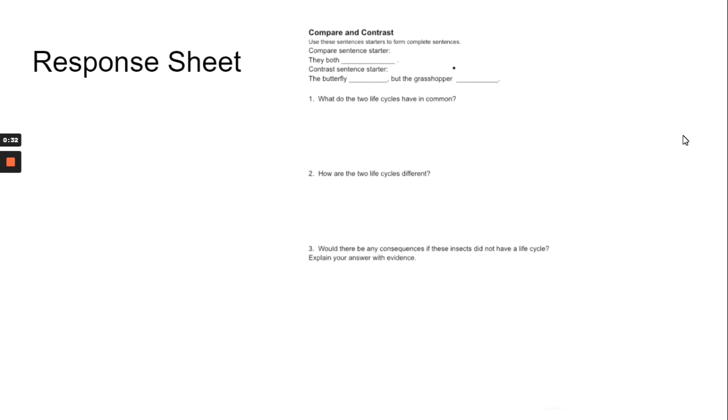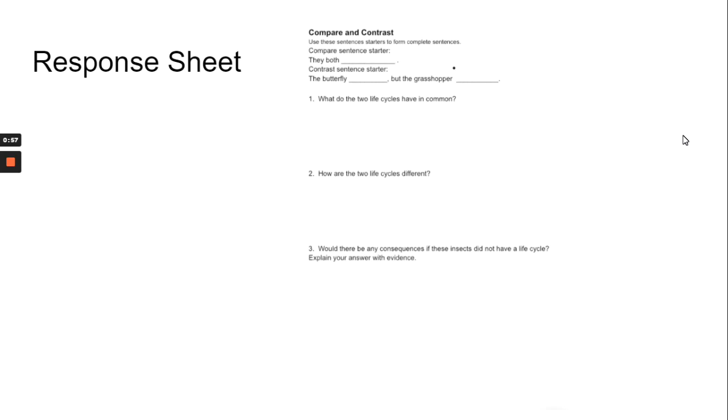In the second question, you're going to answer, how are the two life cycles different? So for that, you're going to use the starter sentence, "The butterfly," something about the butterfly, "but the grasshopper," and then something about the grasshopper. So find the differences and use that sentence starter to help you have a complete thought and a complete sentence.